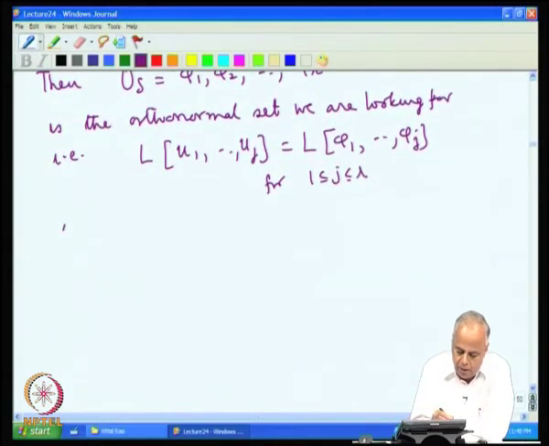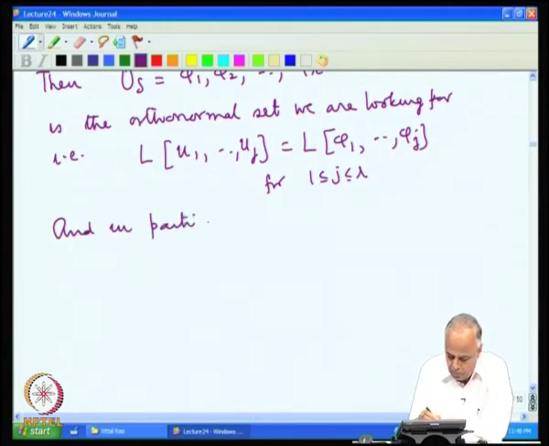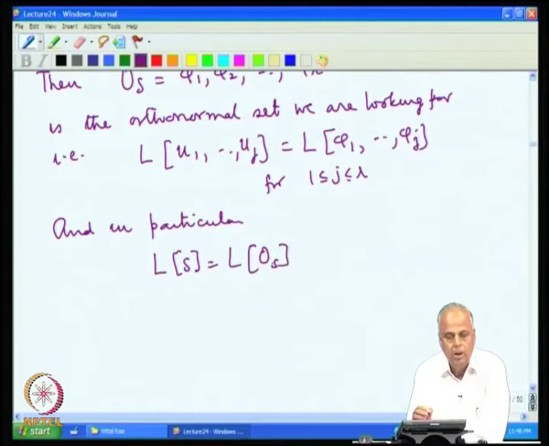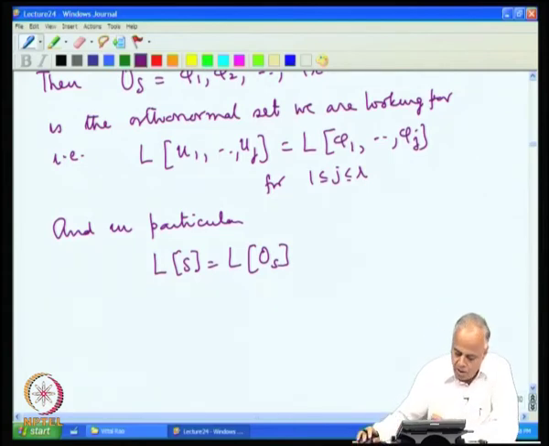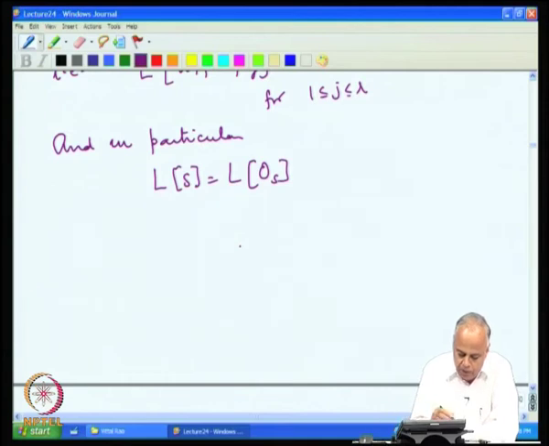and in particular L of S is equal to L of OS. So, OS becomes an orthonormal basis for the subspace spanned by S. This process is called the Gram-Schmidt orthonormalization process. Let us look at one or two examples.